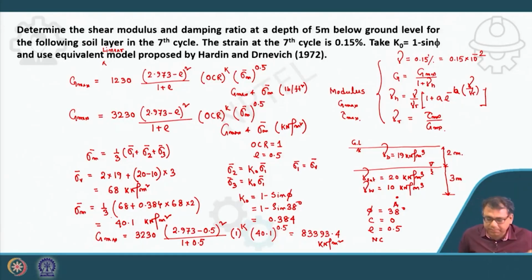Okay. So I have converted it because now both Gmax and sigma m bar are in kilonewton per meter square. In the next class I will continue from here and show you how I will get the shear modulus at the strain level of 0.15%, because here I have determined only Gmax. With the help of Gmax I will get the G value at any strain level. Here the strain level is 0.15%. Thank you.